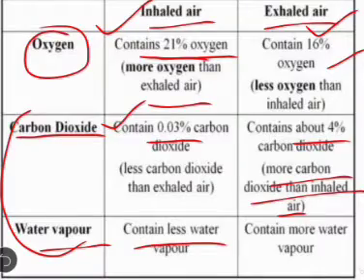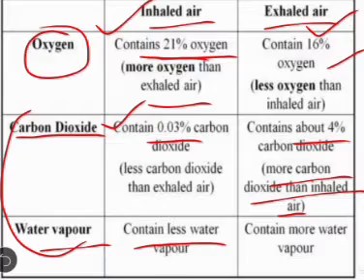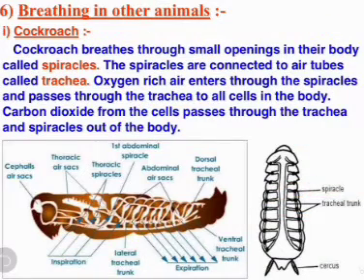Now come to the next point, point number 6, which is breathing in other animals. This is breathing in human beings, respiration in human beings. Now come to the breathing in other animals. Many animals have cavities in their bodies just like human beings. For example, lions, elephants, goats, cows, snakes, and birds.